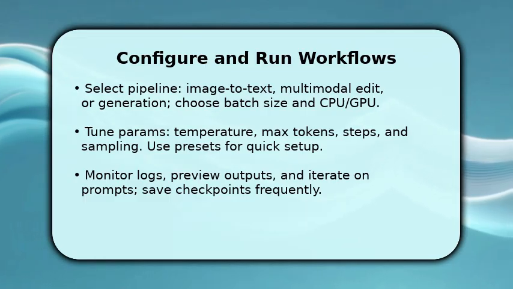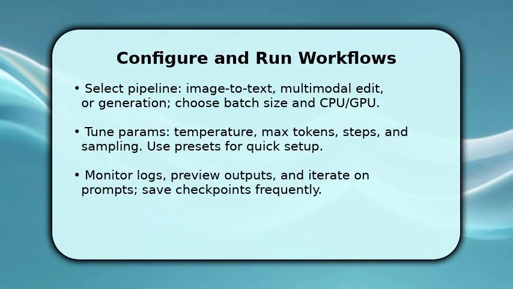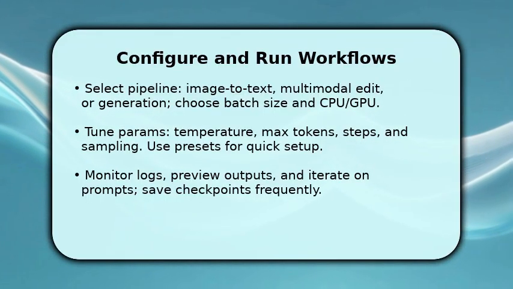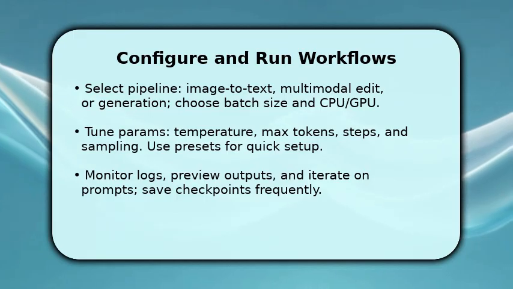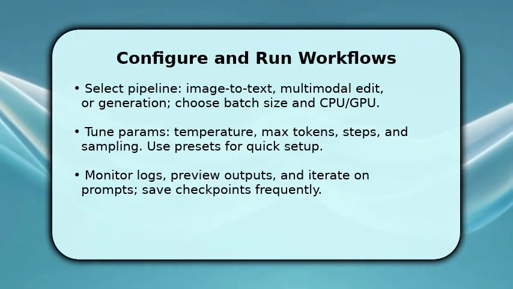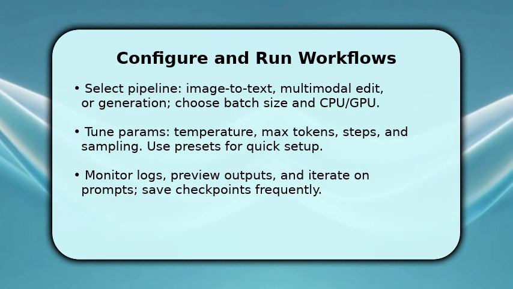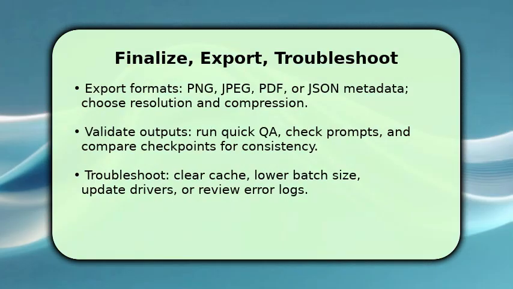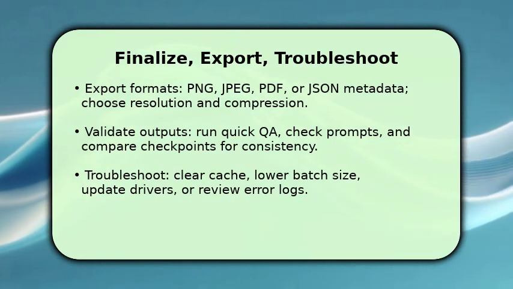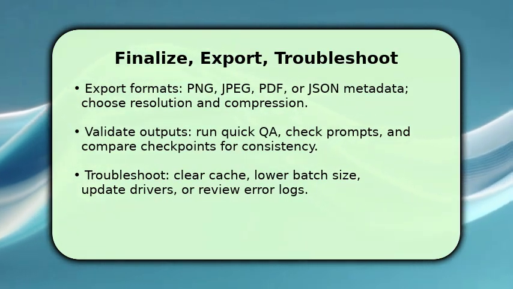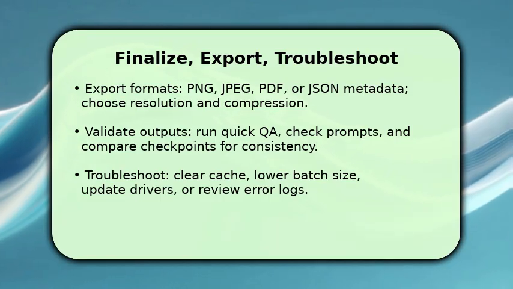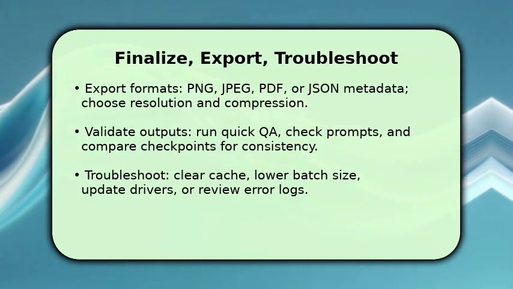Run a small test batch to preview results and check the logs for warnings. If the output needs refining, iterate the prompt and parameters, then save checkpoints so you can roll back if a change degrades quality. When you're satisfied, export the final assets in the desired format, PNG, JPEG, PDF, or JSON with metadata, and pick resolution and compression settings for delivery.